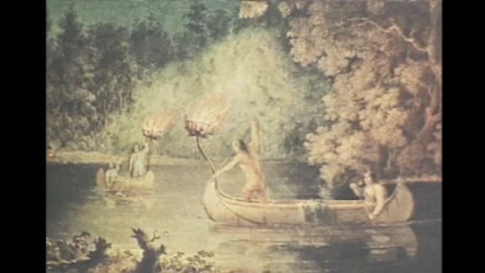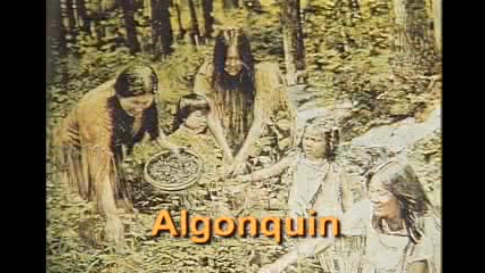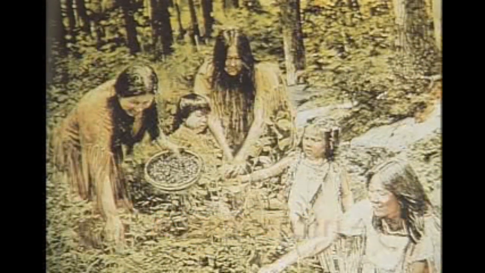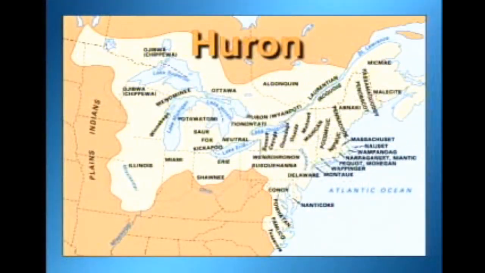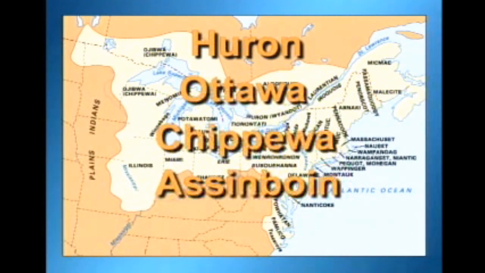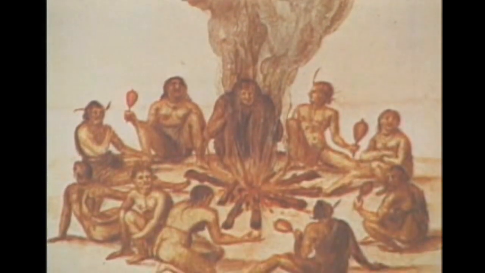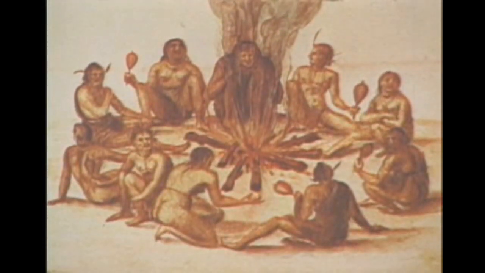Tribes that lived along the northern shores of the lakes spoke the Algonquin language. Along with the Algonquins themselves, some of these tribes included the Huron, Ottawa, Chippewa, and Assiniboine. The Menominee, who inhabited the south shore of Lake Superior on what is today the Upper Peninsula of Michigan, also spoke Algonquin.